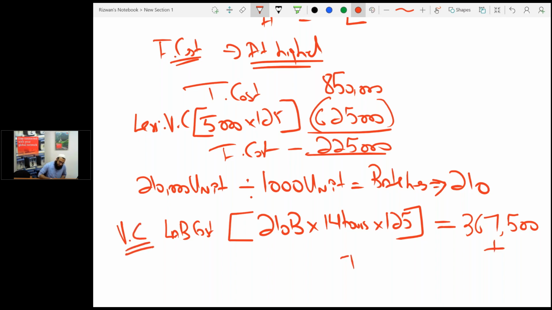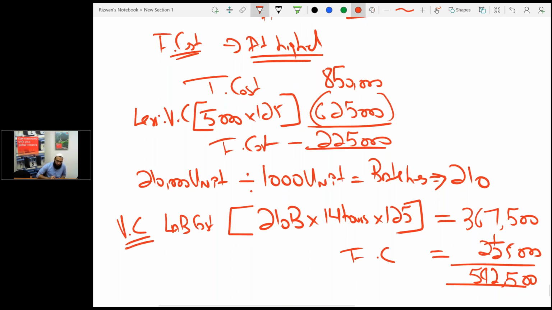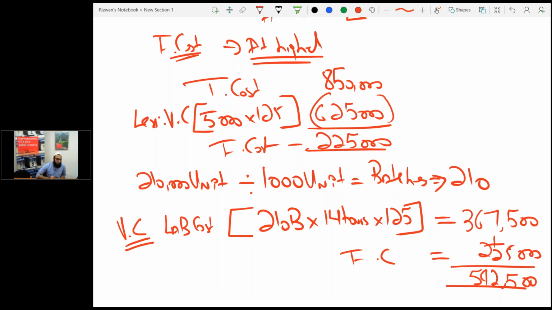Now let's add fixed cost, and what's that? 225,000. It's 592,500. Now, to the nearest thousands, you have to tell the answer. So what's the nearest of this? It is 593,000.